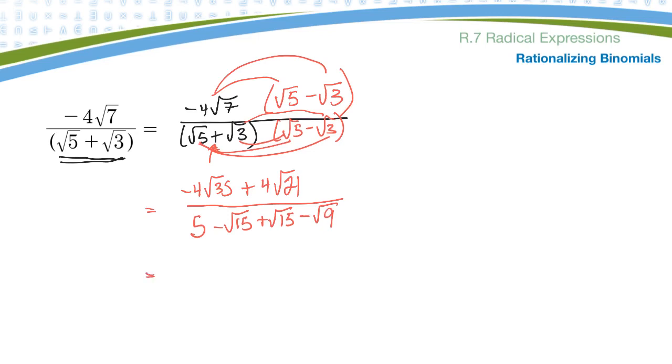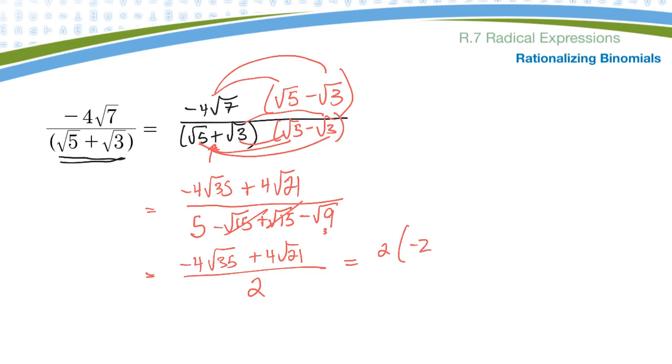So, on the top, minus 4 root 35 plus 4 root 21. On the bottom, these two will cancel. The square root of 9 is 3, so really I have 5 take away 3, which is 2. Last thing I could do with this one, and after all that work, I'm sort of done. But the last thing you could do is, on the top, you could factor out a 2.